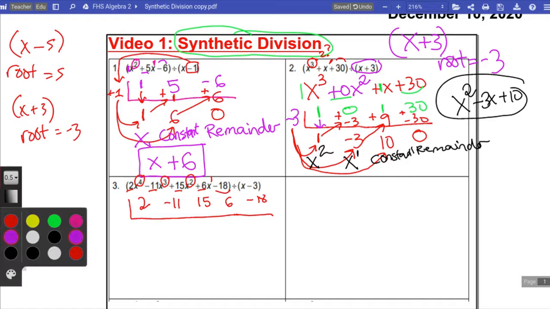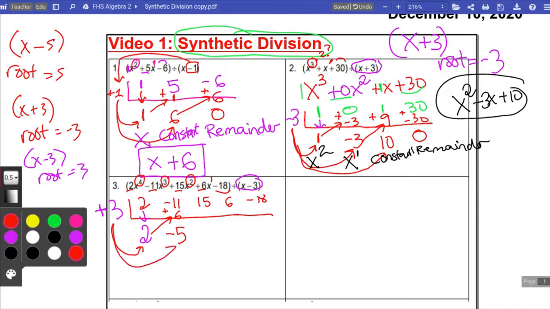Now this one right here means negative 3. Oh, positive 3. Just kidding. Because if you have x minus 3, then the root has to be 3. Drop the first one down. Let's go. 3 times 2 is 6. You put that right there. Then you add them up. What's negative 11 plus 6? Isn't that negative 5? Yep. 3 times negative 5 gives you negative 15. Add them up. You get 0.